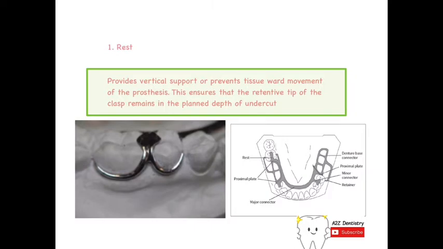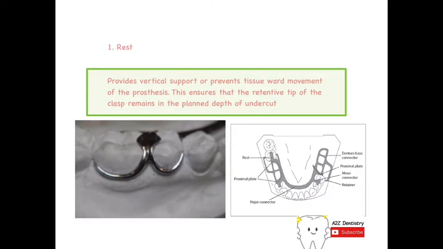Okay, now this is very essential, because without rest the forces will be directly transferred to the clasp. That is not what we want in our RPD. Therefore we incorporate a rest, which acts as a vertical stop, and it also ensures that the retentive tip of our clasp remains in the depth of the undercut. It is very necessary that the retentive tip engages the undercut so that adequate retention can be obtained.